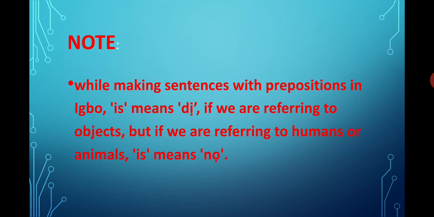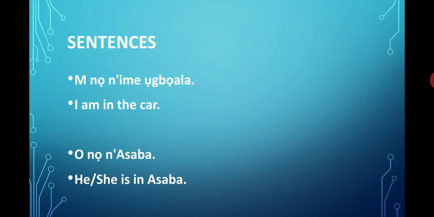Now, before we make the sentences, take notes. While making sentences with prepositions in Igbo, is means the, if we are referring to objects. But if we are referring to humans or animals, is means no. This is very important because most times people make mistakes while making sentences with prepositions. Now let's say a few sentences.